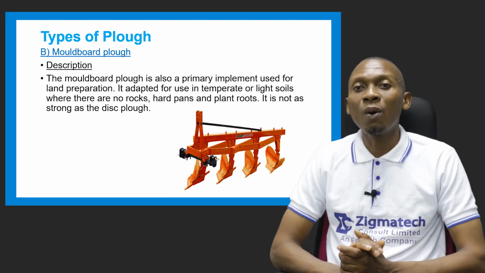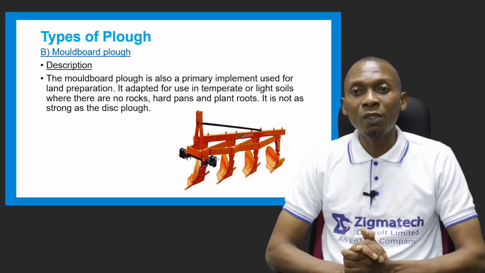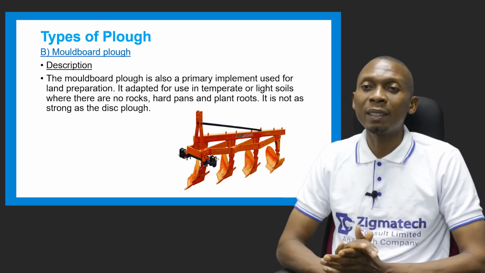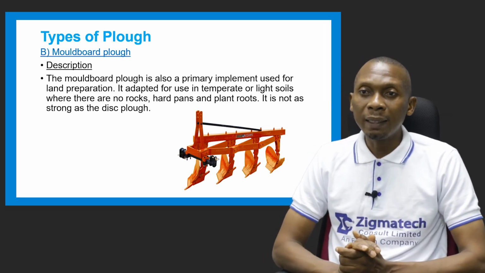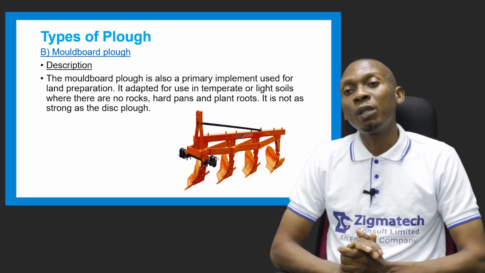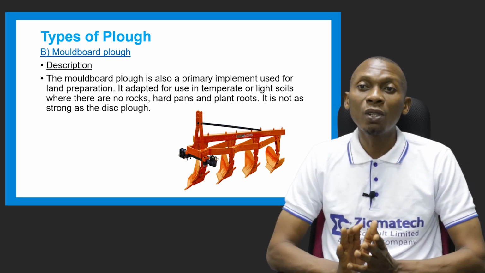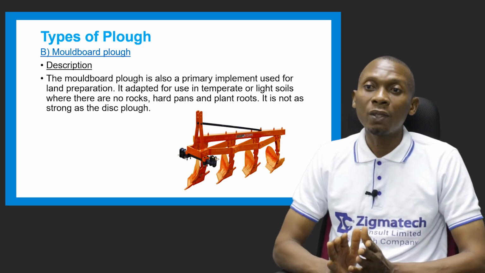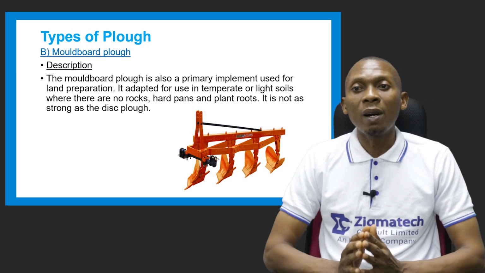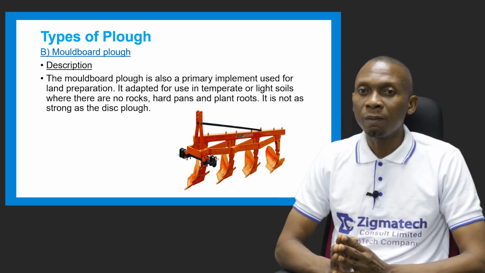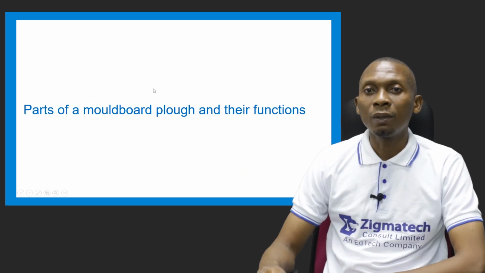The next type of plow we have is the moldboard plow. Now, it's also a primary implement used for land preparation. Primary in the sense that it is the first implement that is used while tilling our land. But here, the moldboard plow is used in temperate or light soils. So tropical soils are heavy soils, temperate soils are light soils. And in such soils, we have no rocks, hard pans, or plant roots. So it is not as strong as the disc plow.